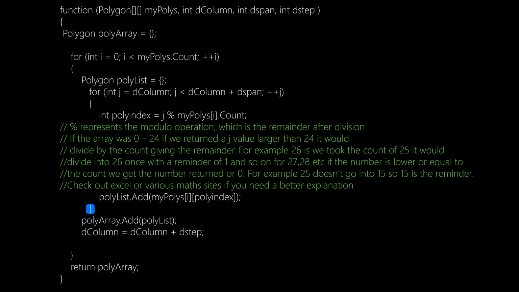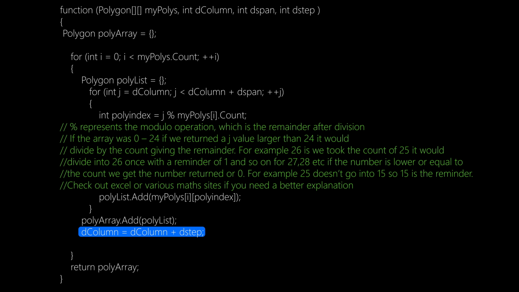And then once we've created the first row, we add that to the polygon array by going polyArray.add and then polyList. So it adds the list we just created back into the poly array. And as it goes back to I, it resets the polyList to nothing, and then it starts again. And it continues to do that.